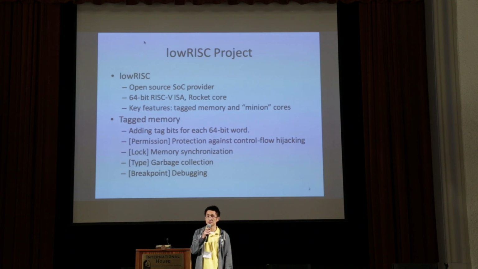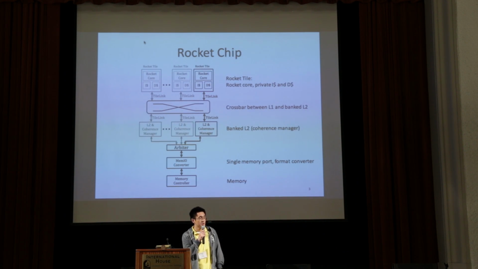So what we want is general purpose tag memory support. And here I show you my understanding of the memory hierarchy of the current Rocket chip. The Rocket chip has multiple tiles. Each tile has a Rocket core. It also has its own private I cache and D cache. The L2 is currently banked, so you could have multiple bank L2 caches. The L2 caches and L1 caches communicate using a crossbar right now. There's only one memory controller currently, so the requests from the L2 caches are arbitrated through the arbiter and go through a TileLink IO to memory IO converter and finally go to the memory controller.